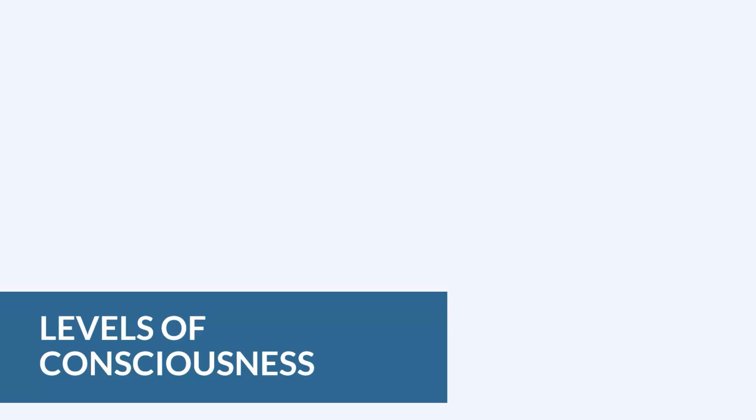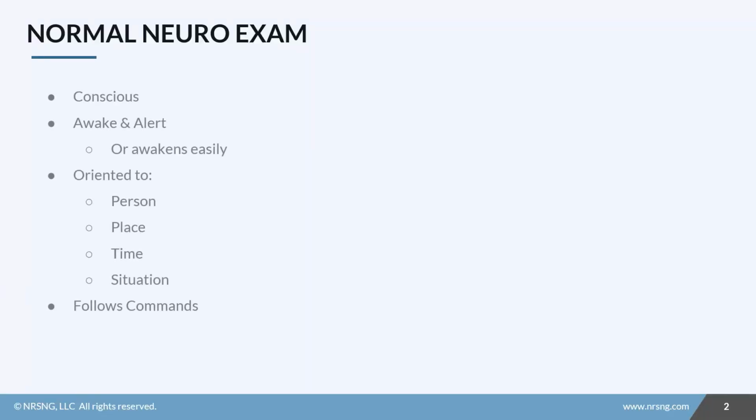In this lesson, we're going to talk about the different levels of consciousness you might see in your patients. This plus your pupillary assessments are going to be the staples of your neuro exam. We'll talk more about the pupil assessments in the routine neuro assessments lesson. Now, in order to understand the varying levels of consciousness, we need to know what normal is. So let's talk about what a normal neuro exam would look like.